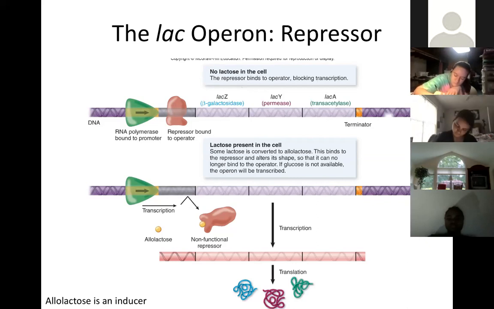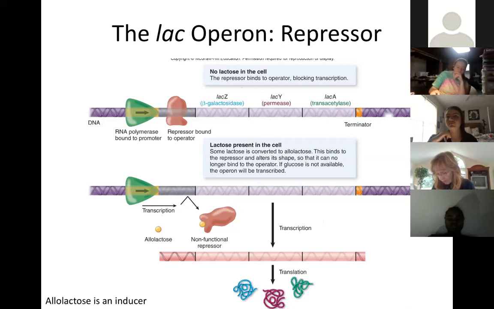Whew, that's hot. All right. In this case, though, it gives you this alternative situation. Lactose is now present in the cell. Right? So in this case, it's telling you glucose is not available. That could just be that it's not present, or we'll see a scenario here in just a second: glucose was present, but you've used it all up. Okay.